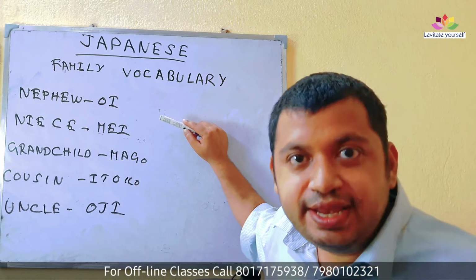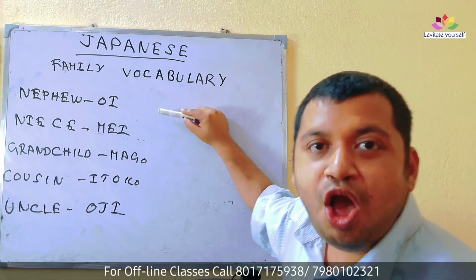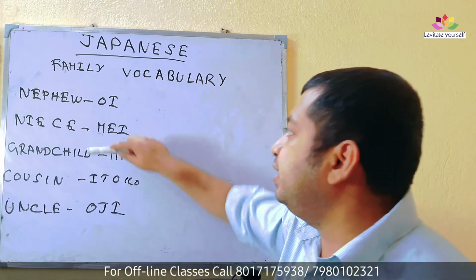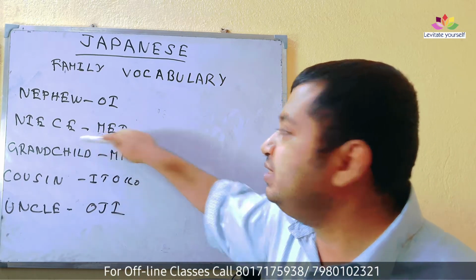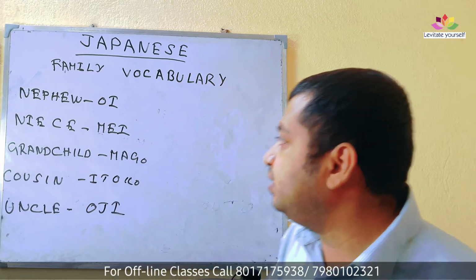Nephew, oi. Let's pronounce it with me. Nephew, oi. Now let's move to the next word. Niece, mei. Now let's pronounce it with me. Niece, mei. Now let's move to the next word.